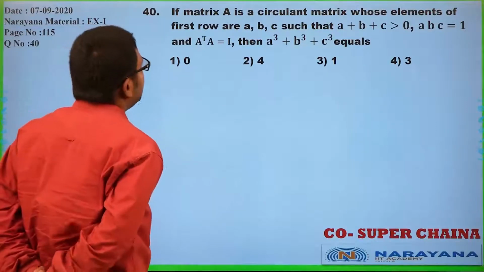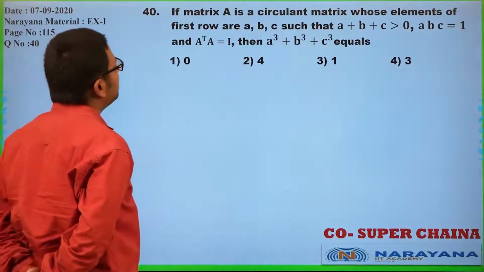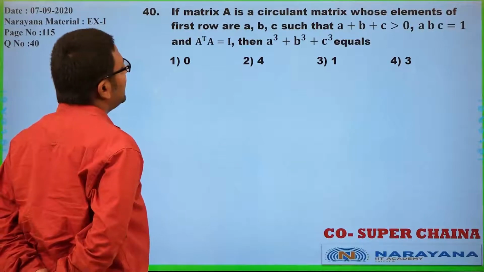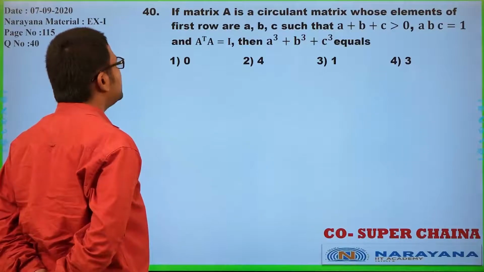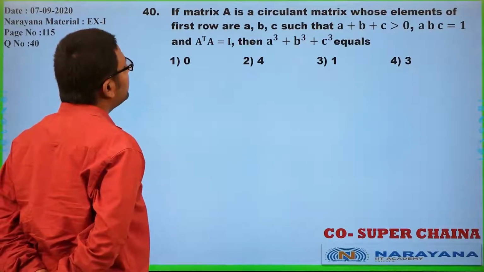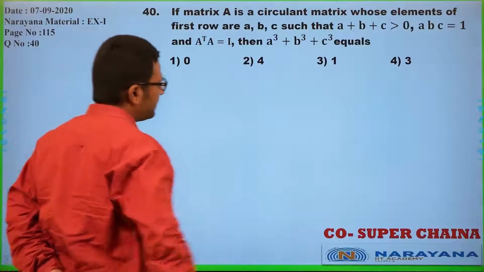If matrix A is a circulant matrix whose elements of the first row are a, b, c such that a plus b plus c is positive, abc is equal to 1, and A transpose A is equal to I, then a cube plus b cube plus c cube equals what? Alright.